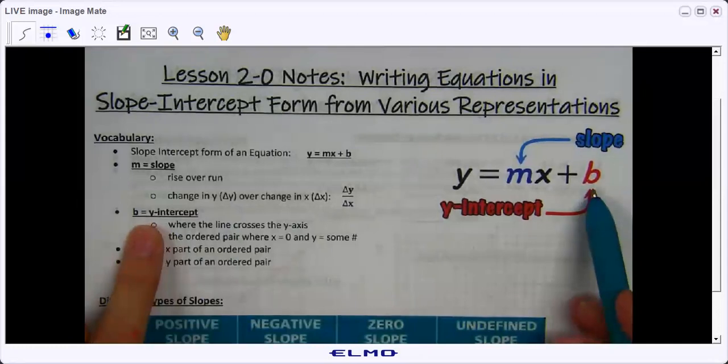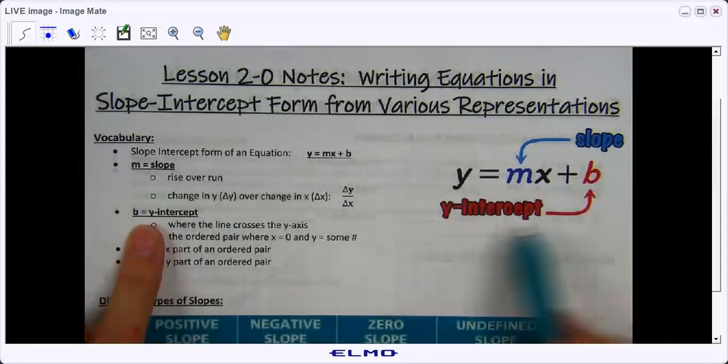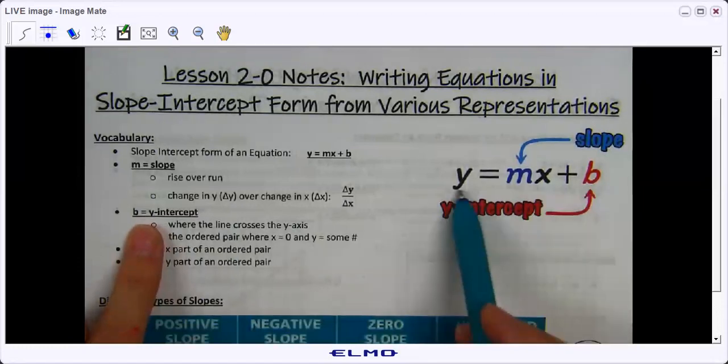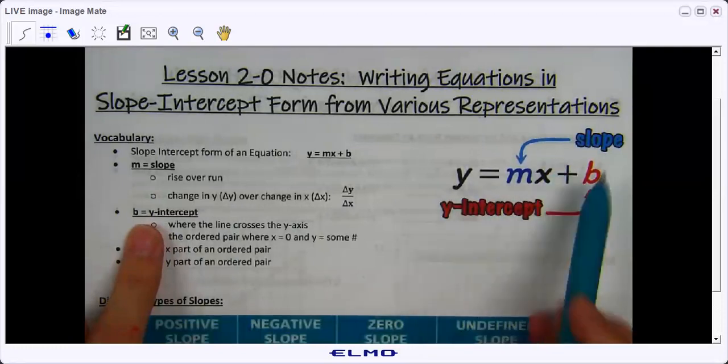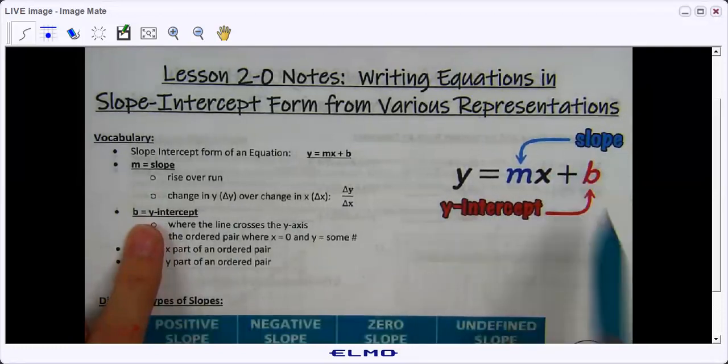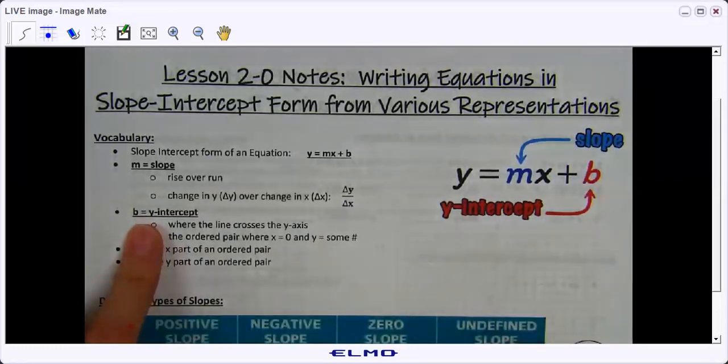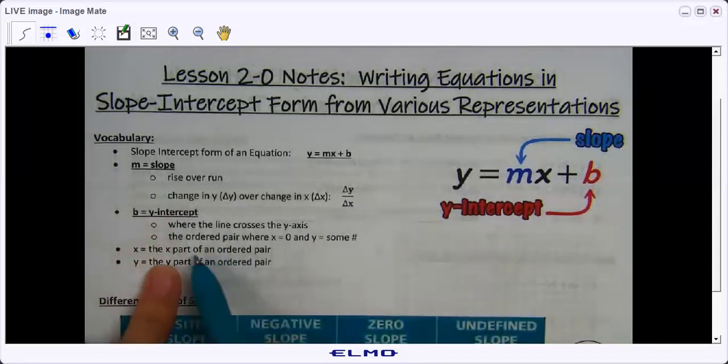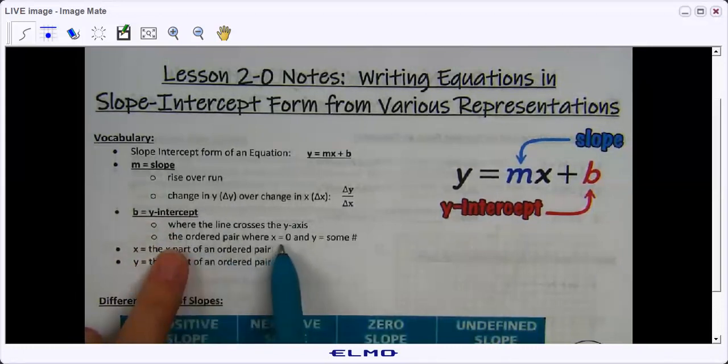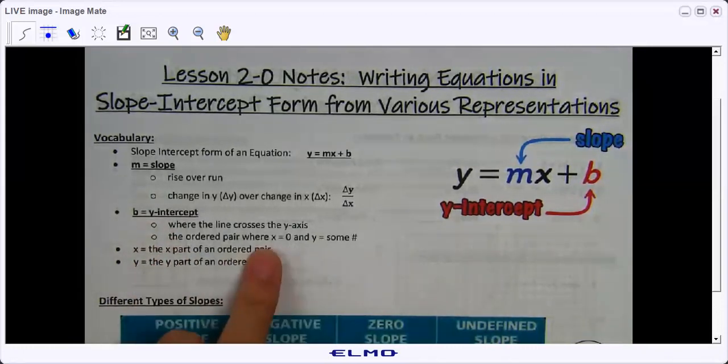This is your y-intercept. And a lot of students will get the y and the b mixed up because the b has y in the description, and then y is also here. But the b part of your equation is where your line on a graph will cross the y-axis. That's why we call it the y-intercept. It's where it intercepts the y-axis. Okay. And your ordered pair for it will always be 0 and then some number.